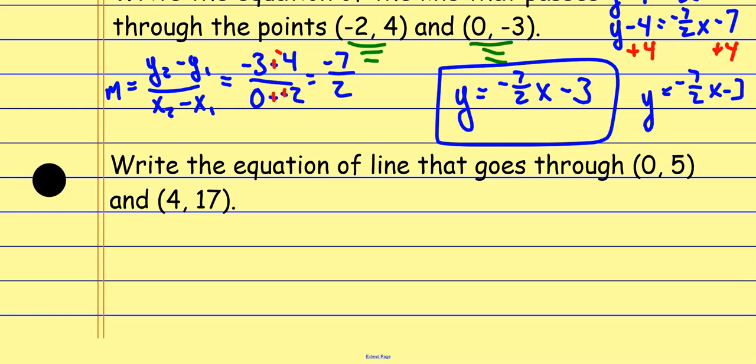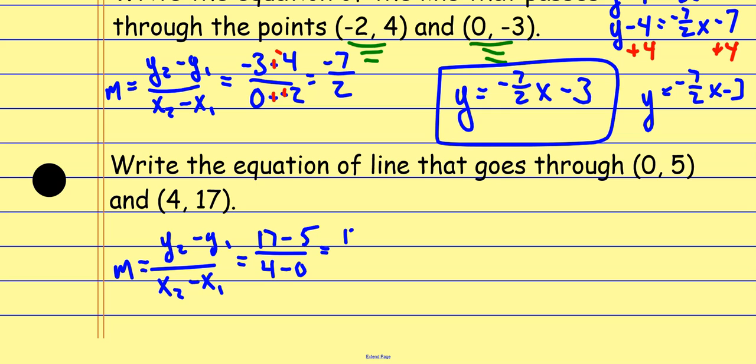If I look at the next one, same kind of deal here. If I'm finding the slope, I have to do the second y value minus the first y value over the second x value minus the first x value. The second y value is 17 minus the first y value, 5. The second x value is 4 minus the first x value, 0. So that's 12 over 4, which is 3. So that's my slope. That's m.